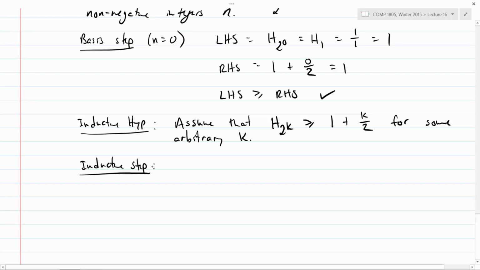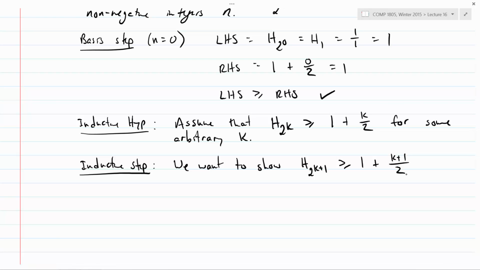So in the inductive step, we want to show that h of 2^(k+1), where that k+1 is all in the exponent, is greater than or equal to 1 plus (k+1)/2. Right? We just sub in k+1 for n.